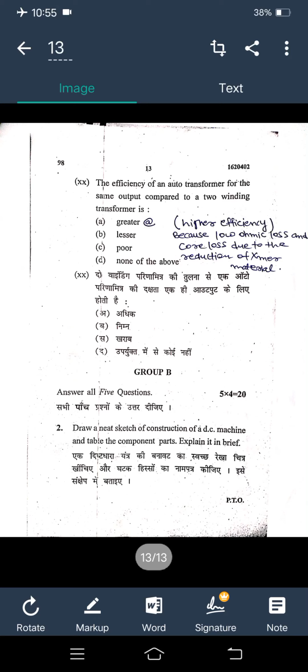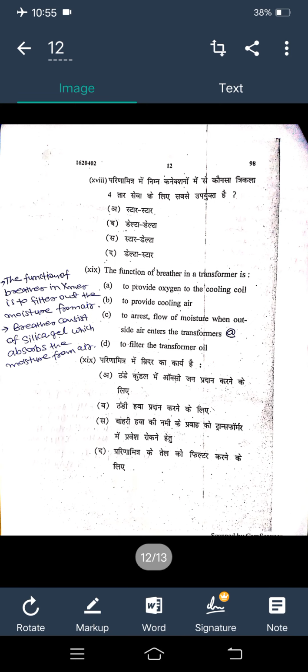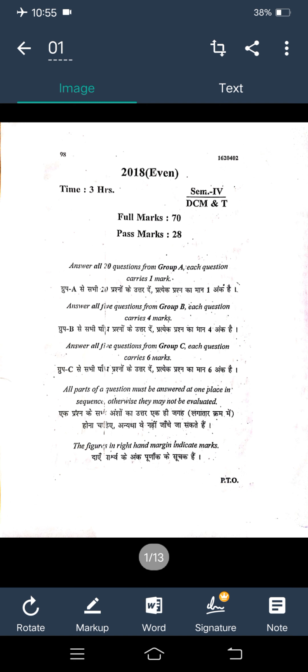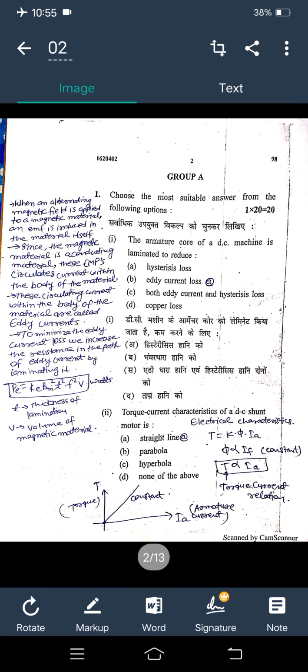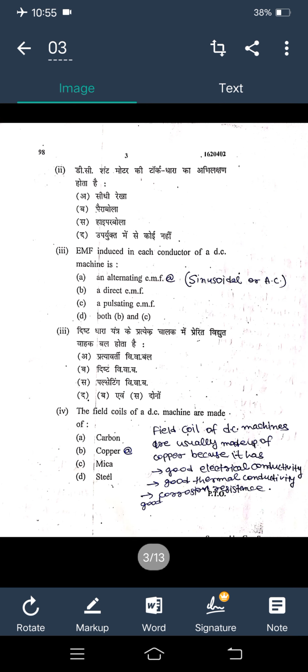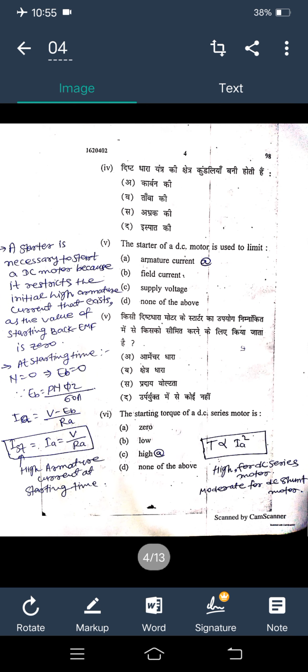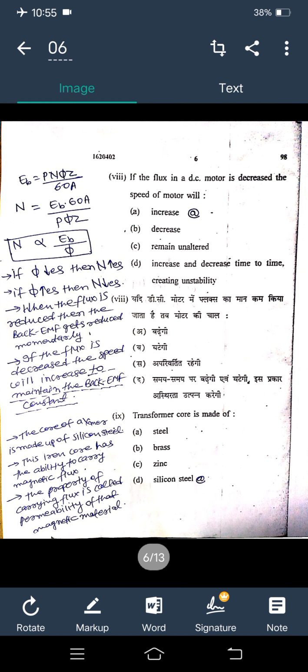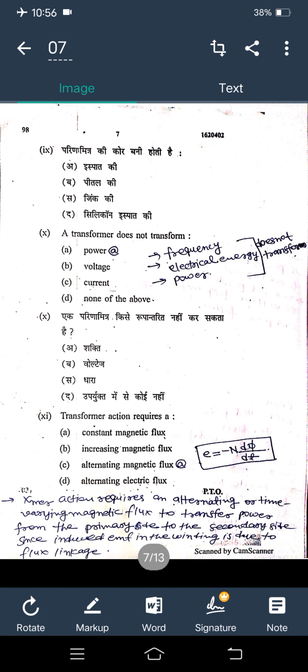All the options are correct in this PDF or in these solutions, so I have repeated the options only. For question 1 option B is the right answer. For question 2 option A. For question 3 option A. For question 4 option B. For question 5 option A. For question 6 option C. For question 7 option A. For question 8 option A. For question 9 option D. For question 10 option A.